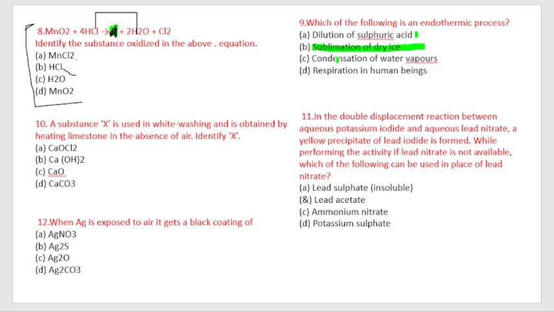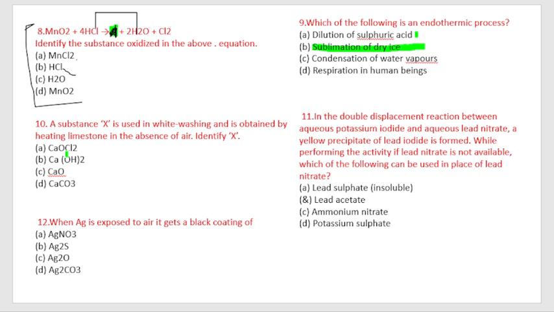So I have already explained. Then condensation of water vapor. When the change of state is from steam or water vapor to liquid or solid form, what will happen? Energy will be released, is it? Solid has the least energy, gas has a higher energy, that we already learned. So when water vapor is converted into water, condensation means water vapor to water, heat energy will be released. Okay. So this is exothermic. Respiration in human beings, we have already studied. Release of energy is there during respiration. Again, this is also exothermic.